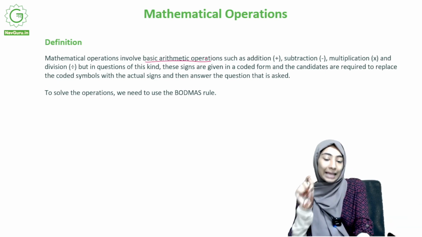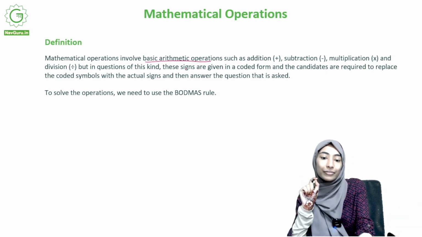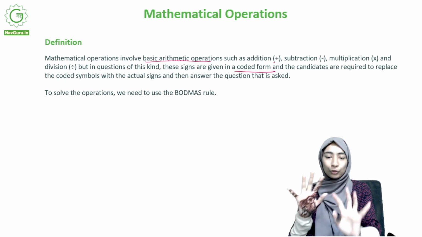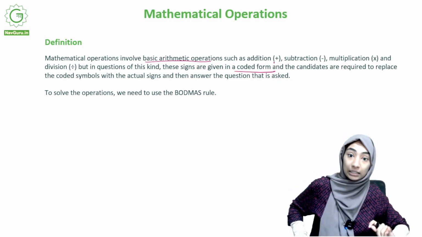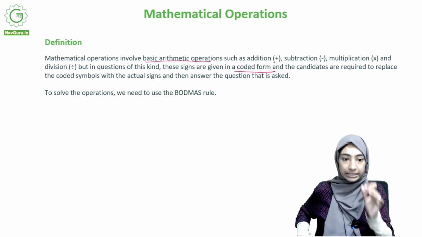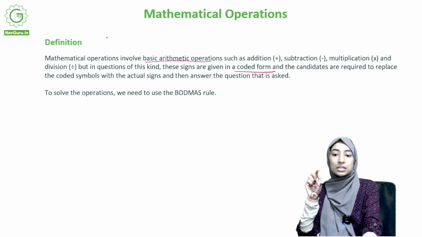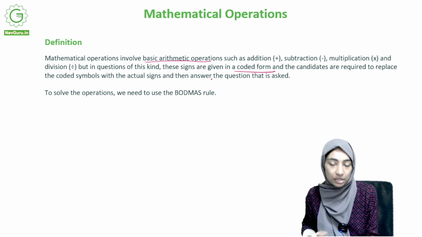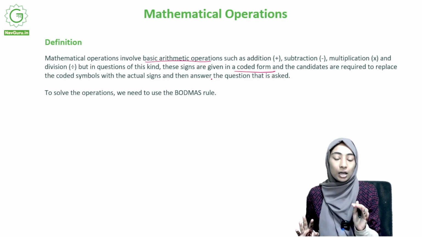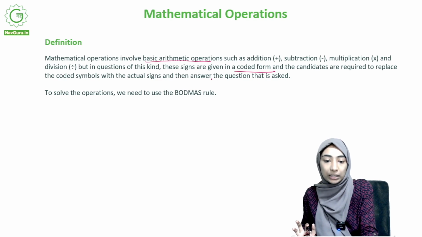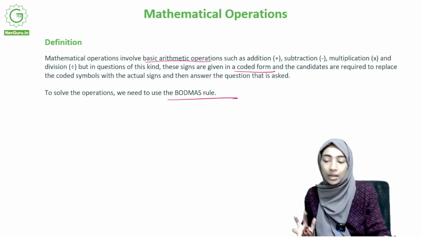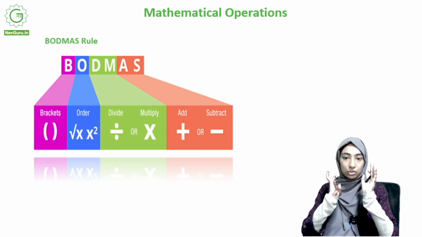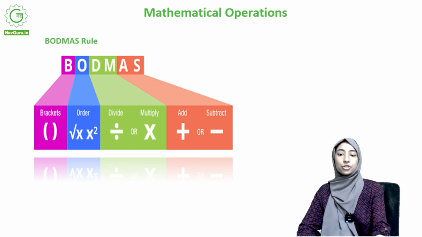But the catch here is that you will have these signs in a coded form. Okay, but don't worry, the coded form doesn't mean that it will be very difficult. It will be easy. You'll just have to replace these coded symbols with the actual sign and then answer the question that is asked. Now, in this section, the only theory that you need is the BODMAS rule. BODMAS rule, I believe, is something that you would have already studied, but if not, I've just gotten a figure for you guys. You can just go through it.